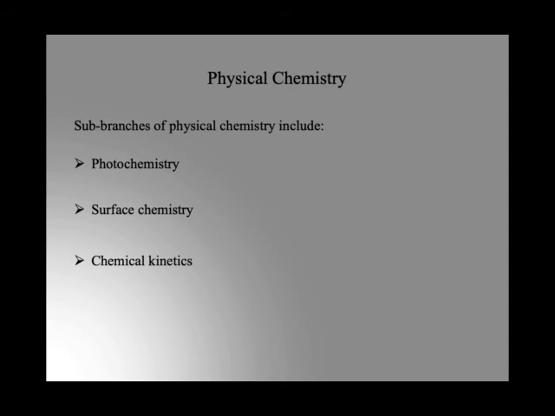Some branches of physical chemistry include photochemistry. It is the study of chemical changes which are caused by the light. Surface chemistry is the study of chemical reactions at surfaces of substances. It includes topics like adsorption, heterogeneous catalysis, formation of colloids, corrosion, electrode processes, and chromatography. Chemical kinetics is the study of the rates of chemical reactions, the factors affecting those rates, and the mechanisms by which the reactions proceed.